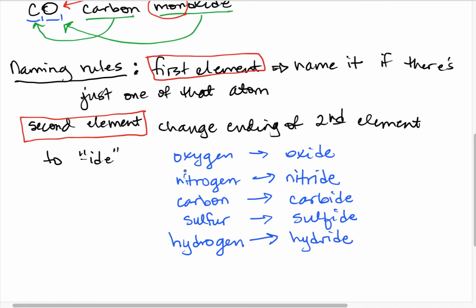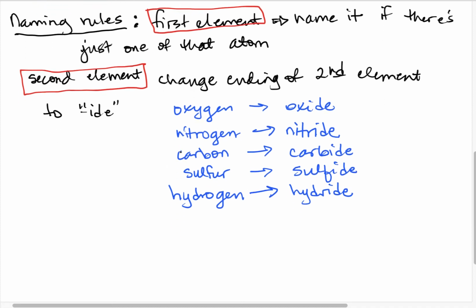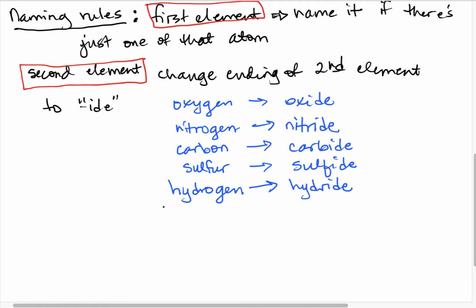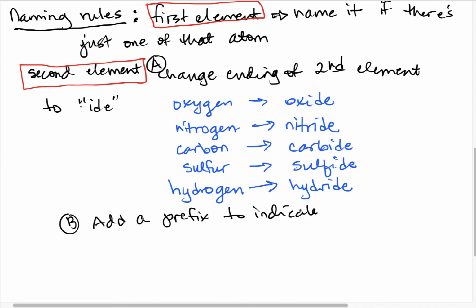Okay, so I think this is probably enough examples that you should be able to generalize from here. So this was the first part of what we do with the second element. So maybe I'll say part A. And then part B is we add a prefix to indicate the number of that second element.